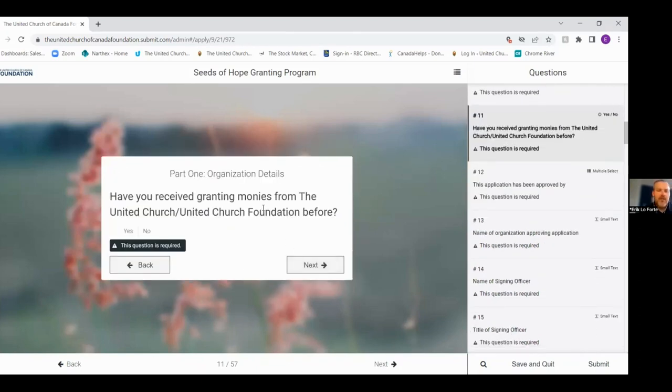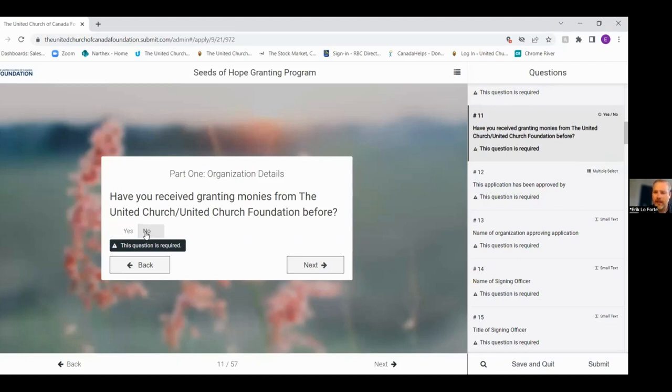Next question is, have you ever received granting monies from the United Church or the United Church of Canada Foundation before? This is an important question to help us understand where our relationship starts. Is this a beginning of a relationship with your organization, or is it a pre-existing relationship? And this could be monies, whether it's grant support from past or maybe mission service dollars, but just giving us a sense, have you, yes or no, been awarded money?